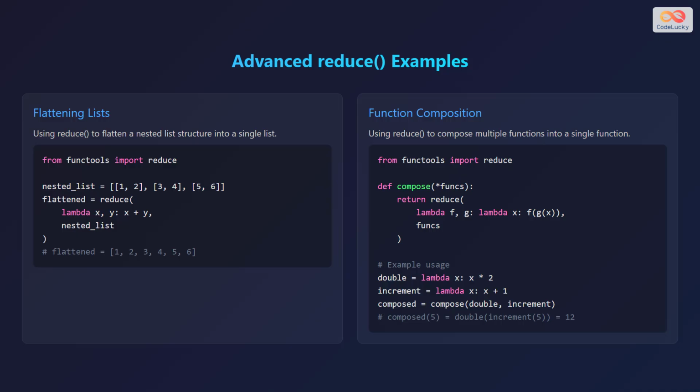We define two simple functions: double, which multiplies a number by 2, and increment, which adds 1 to a number. Then we use the compose function to create a new function called compose that applies both double and increment in sequence. When we call compose with the argument 5, it first increments 5 to get 6, then doubles 6 to get 12.